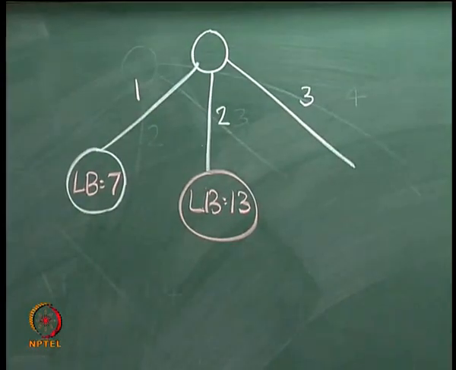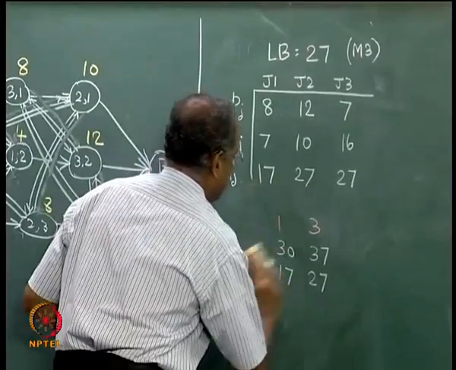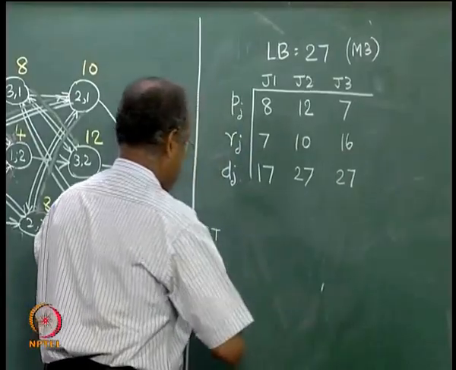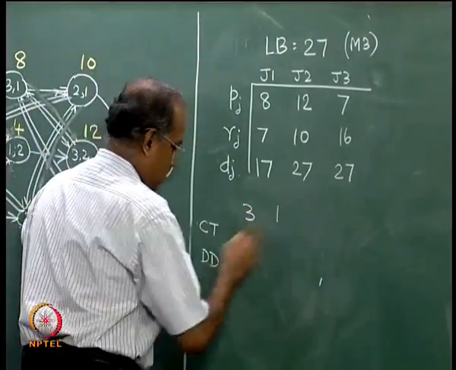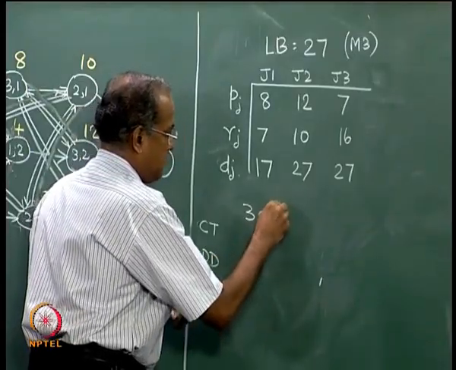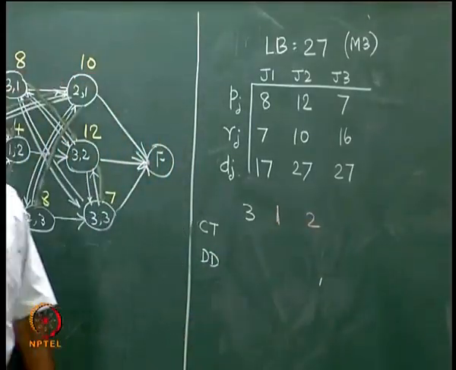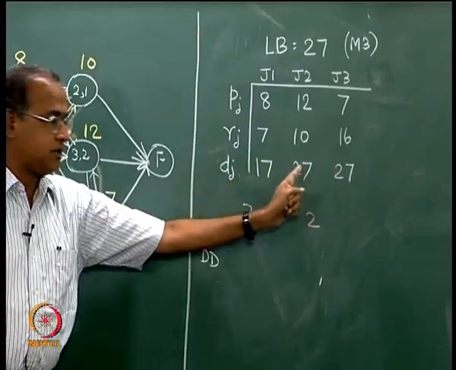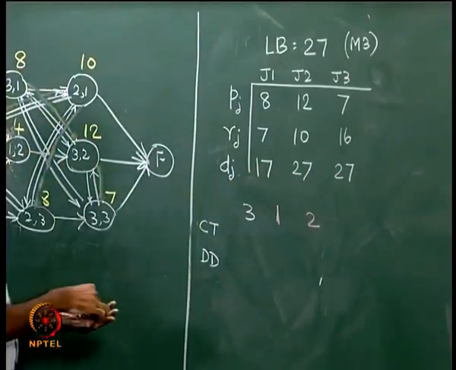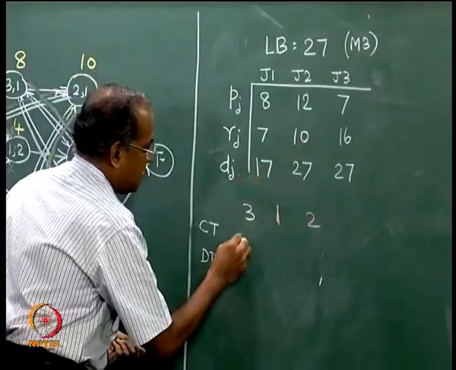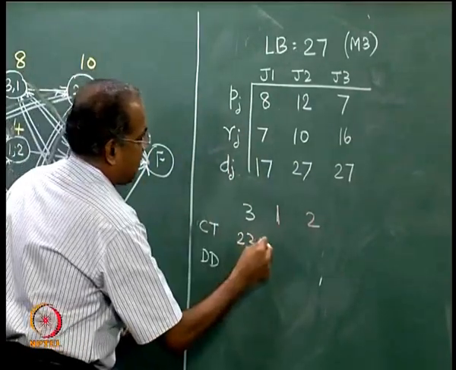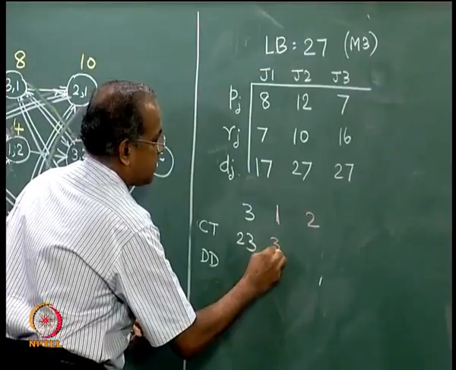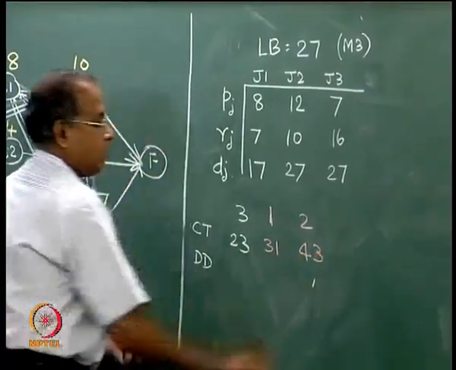Now let us look at 3. One and 2, based on due dates 1 and 2. Now completion time, this is available at 16, so 23. So at 23 this is available, 23 plus 8, 31 plus 12, 43.